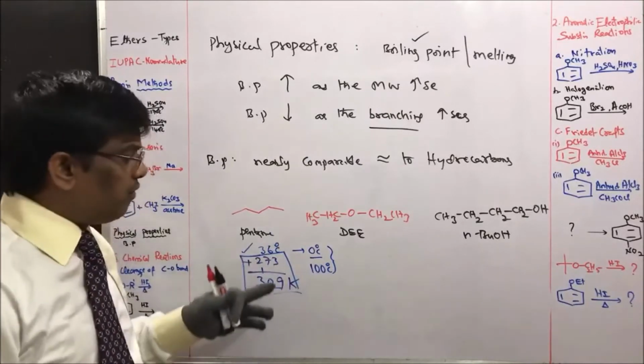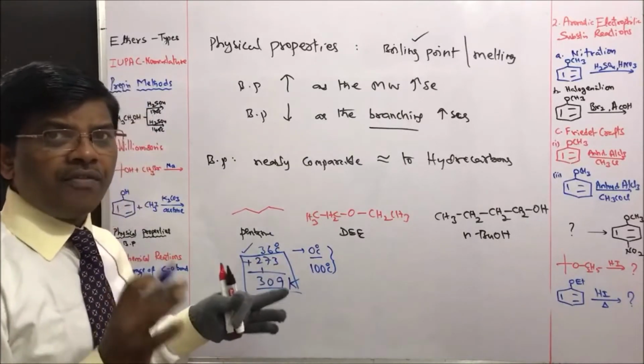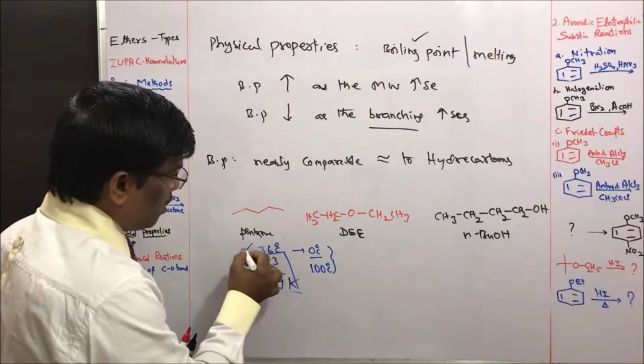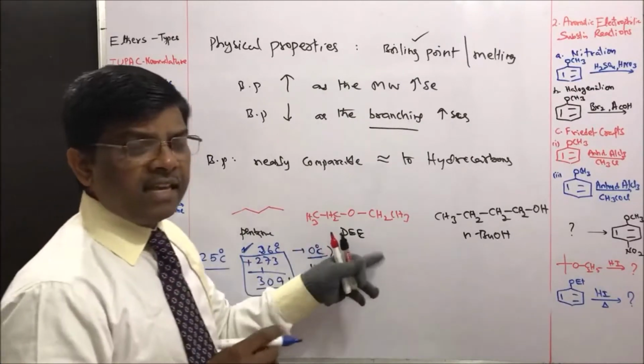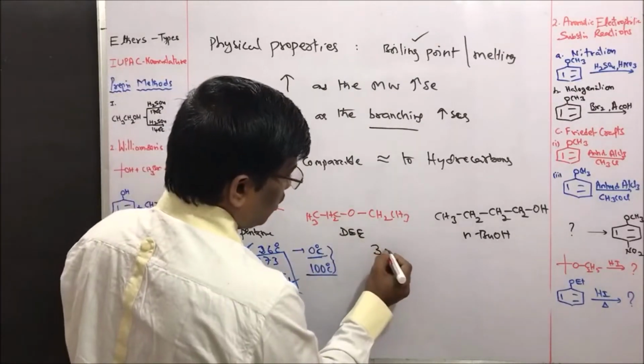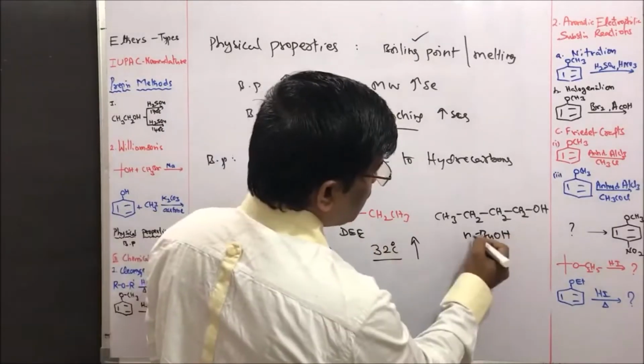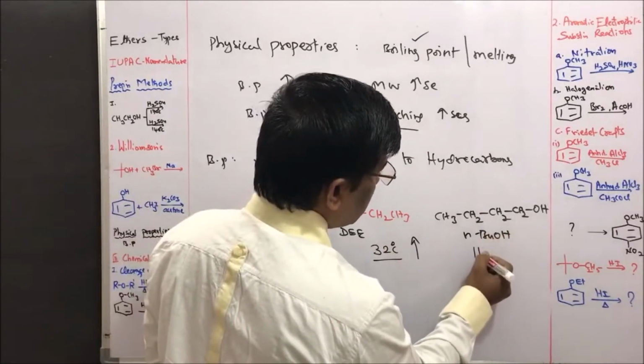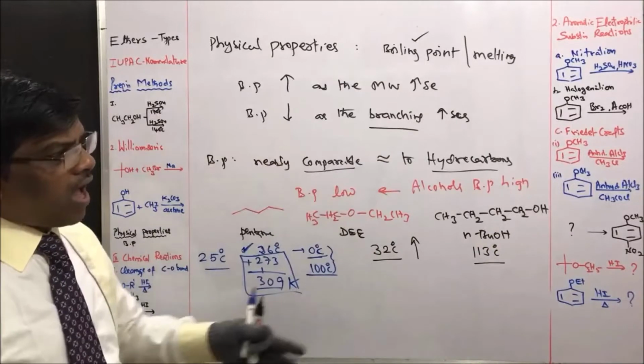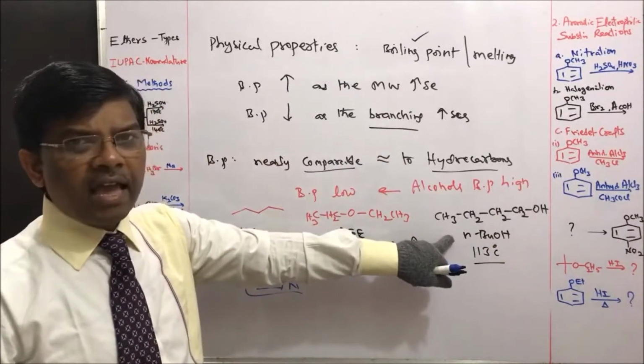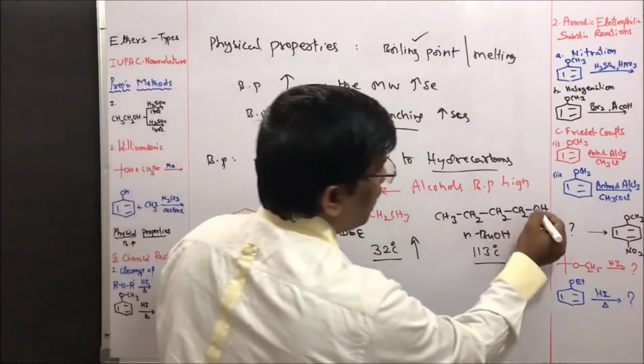That is why I am teaching in degrees centigrade. However, in textbooks you will find Kelvin. Don't get confused, I am sticking to the centigrade scale. And diethyl ether is 32 degrees centigrade. When it comes to n-butanol, its temperature is about 113. Why are alcohols going to have a very high boiling point? Because of the presence of hydrogen bonding.